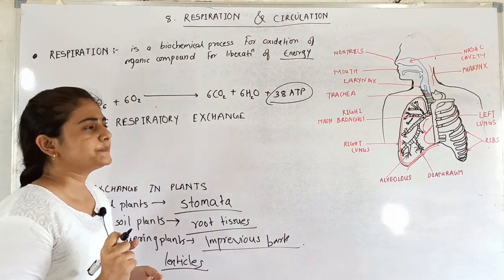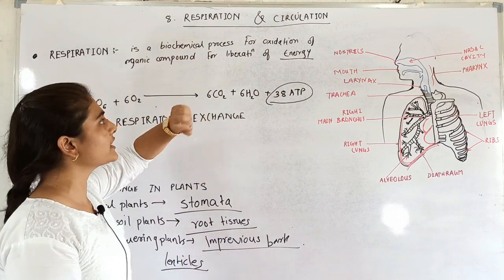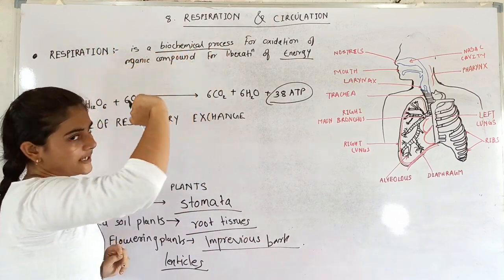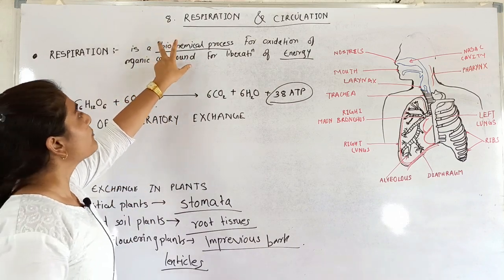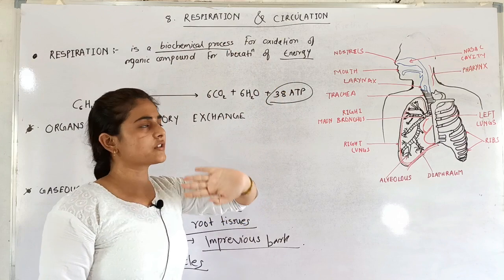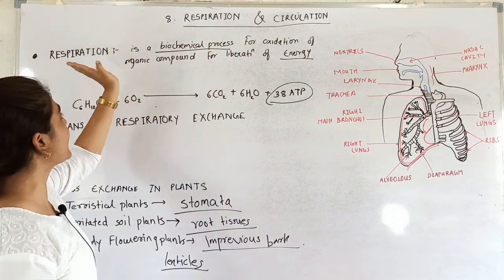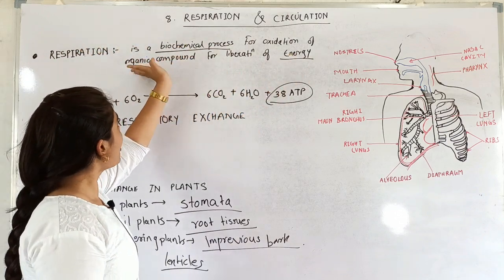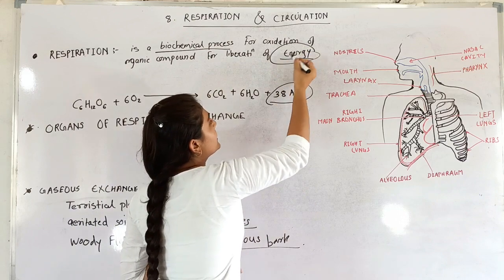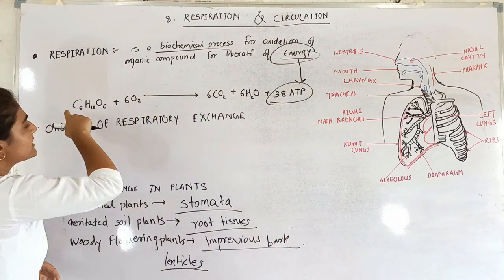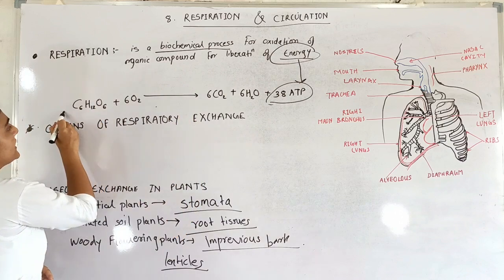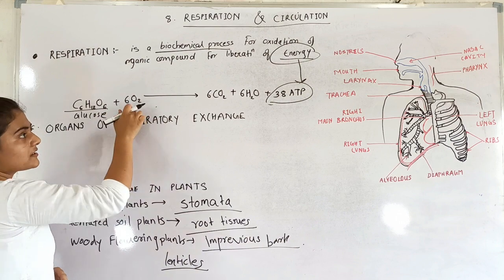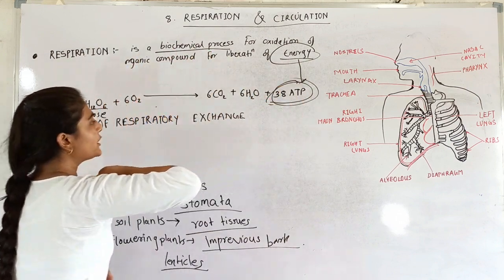So let's recap whatever we have studied from the start, that is respiration. Respiration is a biochemical process. What is biochemical? Bio means living and chemical means reaction. The reaction which happens in a living thing is biochemical. So respiration is a biochemical process for oxidation of organic compound for liberation of energy, that is our ATP. And this is the reaction of respiration: C6H12O6, that is glucose, is oxidized to give 38 molecules of ATP.